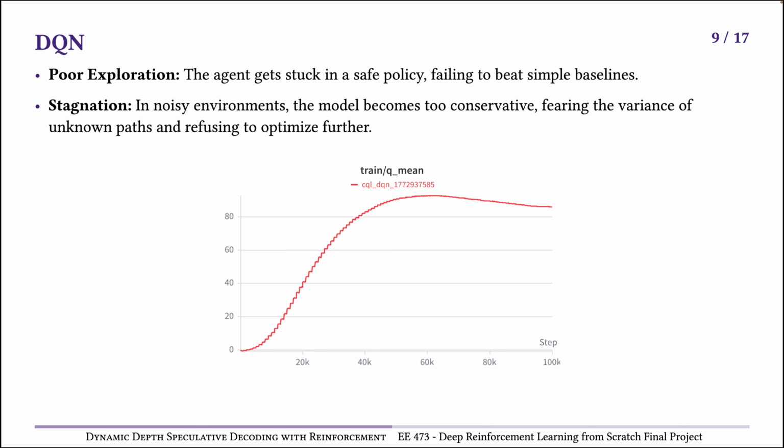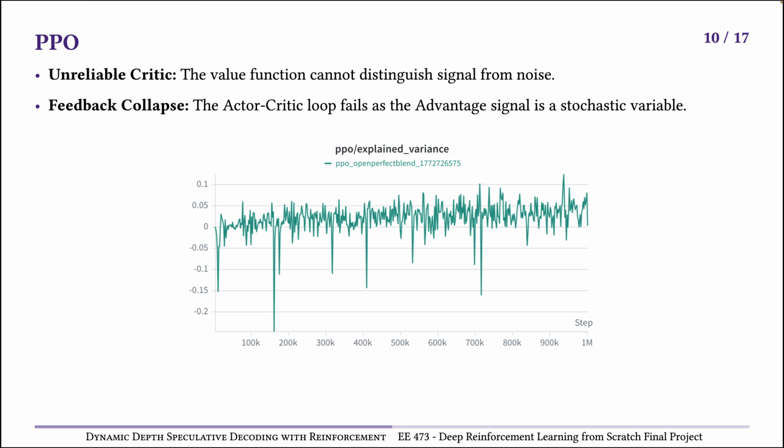First, we tried an offline policy, Deep Q network. However, it got stuck in a safe policy, failed to explore, and failed to find a good policy that beats even a simple baseline such as n equals 7. Second, the model became too conservative, feared to explore unknown paths, and refused to optimize further.